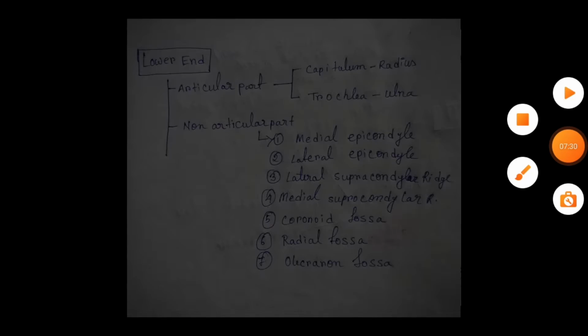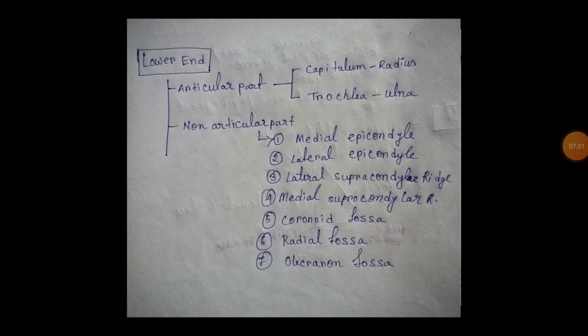At the lower end, there are an articular part and a non-articular part. The articular part is the capitulum and the trochlea. The capitulum articulates with the radius and the trochlea articulates with the ulna. The non-articular part: medial epicondyle, lateral epicondyle, lateral supracondylar ridge, medial supracondylar ridge, coronoid fossa, radial fossa and olecranon fossa.